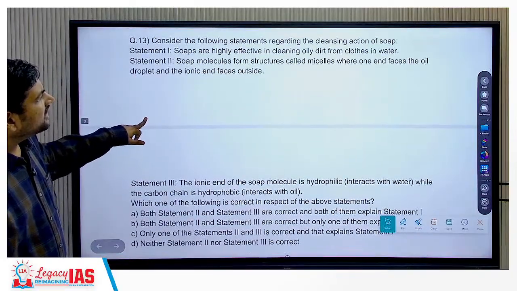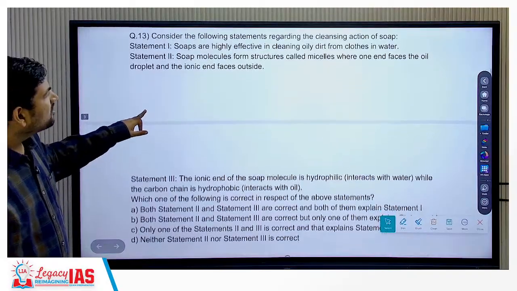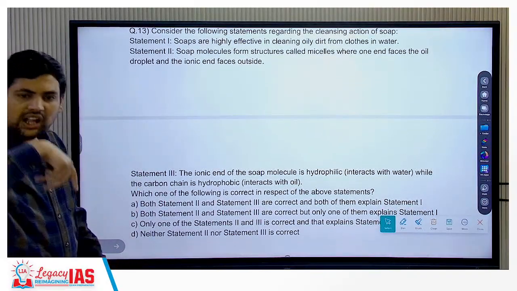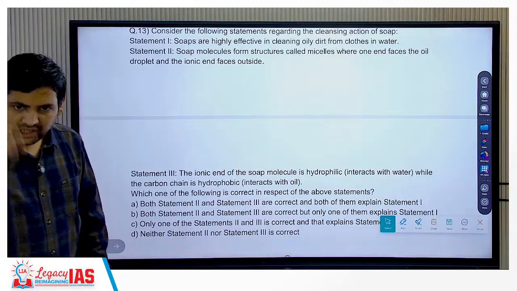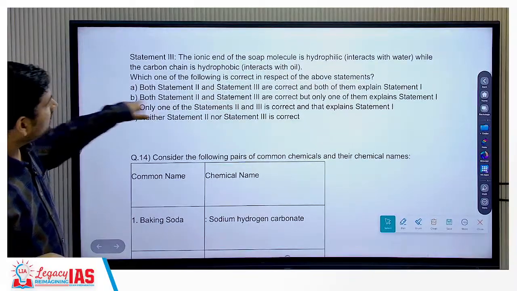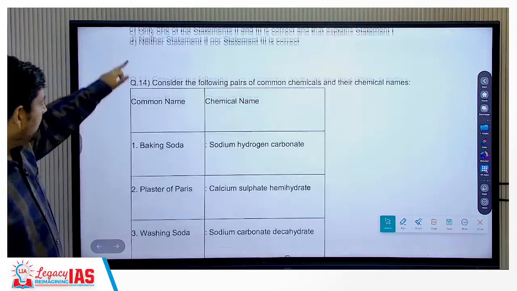Soaps are highly effective in cleaning oily dirt from clothes and water. Correct? Soap molecules form structures called micelles. This is the same thing, same structure. Hydrophilic ends outside, hydrophobic inside. Both statements are explaining this, so the answer becomes A. That is, 2 and 3 are correct and both of them explain it. Then this one.